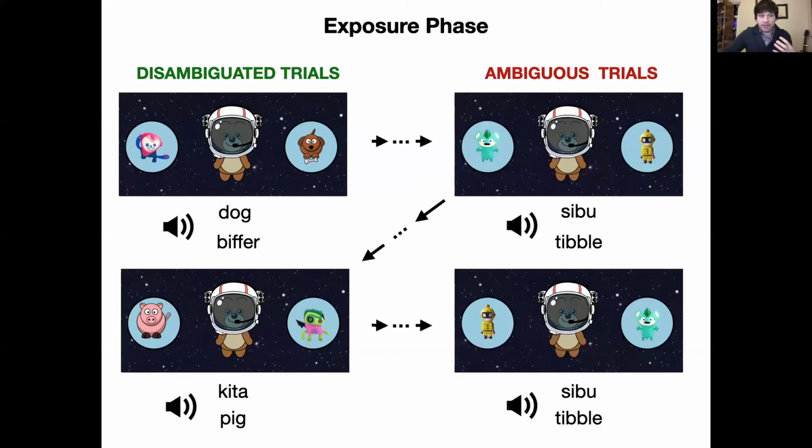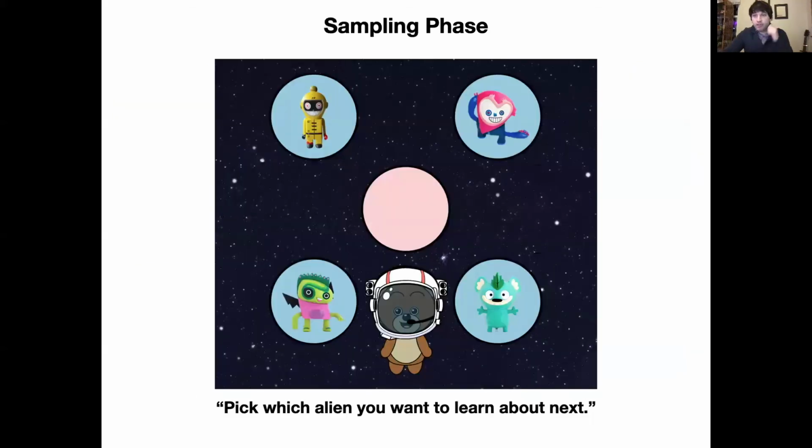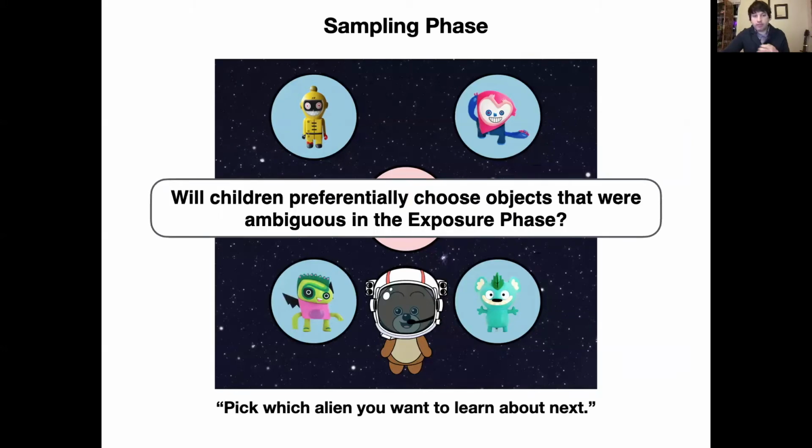For another set of items, word reference was ambiguous. Two novel creatures were paired together such that it stayed unclear across training whether, in this case, Cebu refers to the blue creature or to the yellow robot-like creature. Children then had the opportunity to select which item they wanted to learn about next in the sampling phase. And our key question was whether kids would prefer to select items that had stayed ambiguous during that previous exposure.